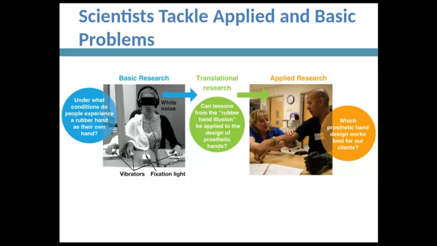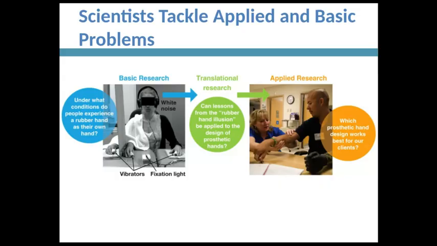The research question here is asking, under what conditions do people experience a rubber hand as their own? So at one point, this rubber hand, which is not theirs, is going to feel like it's their hand. It's tricking their brain. And if that happens, we take that basic problem and we can apply it to something very specific. So what does this rubber hand illusion have to do with anything?